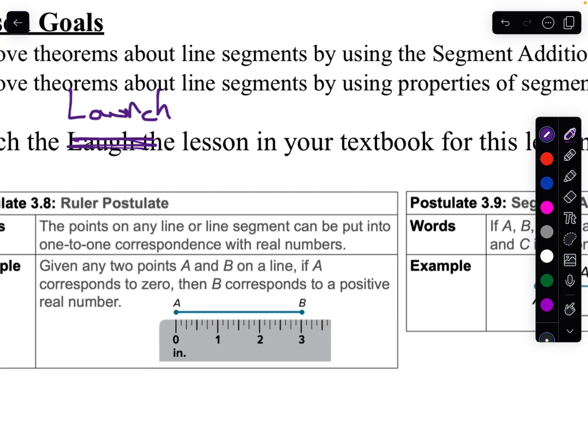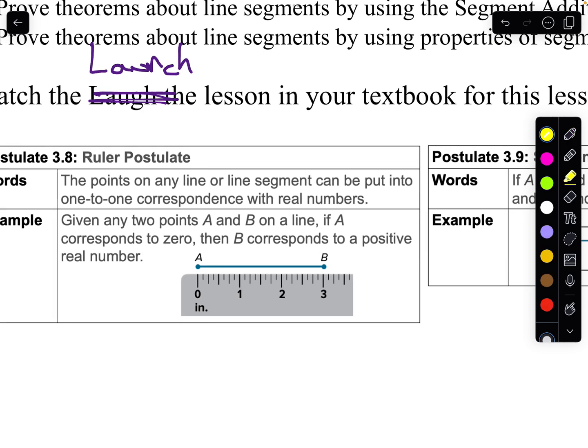And what the ruler postulate allows us to state is I can call anything 0. And I can call anything 1. So that allows me to measure meters, centimeters, miles, feet, whatever I want. So I can use multiple units to measure a segment. And it also tells me that all my numbers are going to be positive. I can't have a negative distance. We kind of did that in chapter 1.